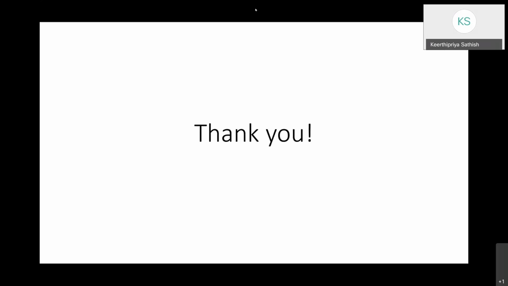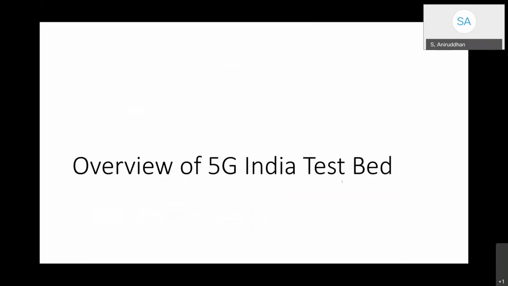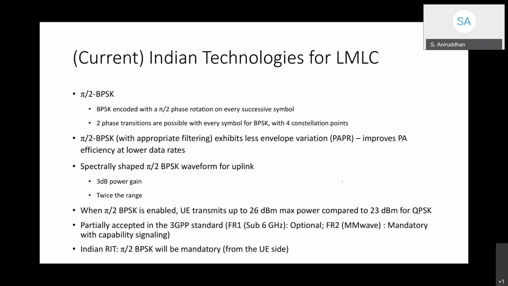So the first question is, you mentioned that for LMLC you use the pi/2 BPSK technique. Why BPSK? Why can't we use any QAM techniques, because that would be more efficient, right? Okay, very good question. Maybe I'll move to that particular slide before covering it. Just 1 minute. Yeah, so this is the pi/2 BPSK.